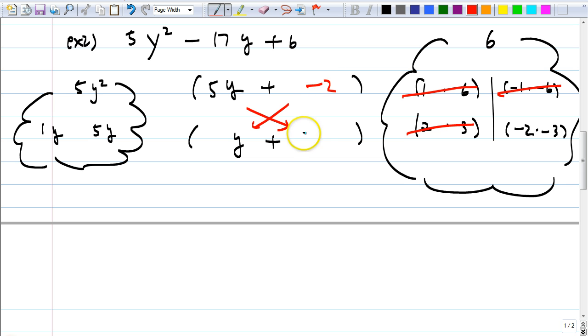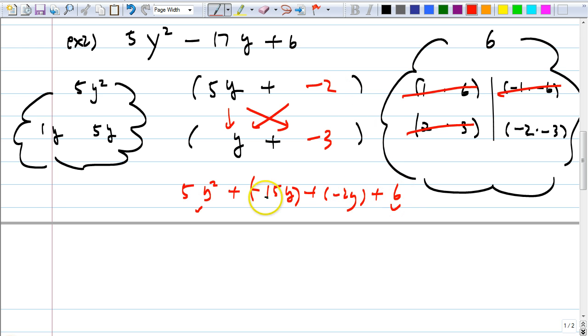Negative 2 and negative 3. Does this work? Oh, this time it works. Okay? So let's double check. 5y times 5y here is, of course, 5y squared. Plus here, negative 15y, plus negative 2y, plus, what's that? 6. That checks. What's negative 15y plus negative 2y, class? Negative 17y. That checks. We got it.